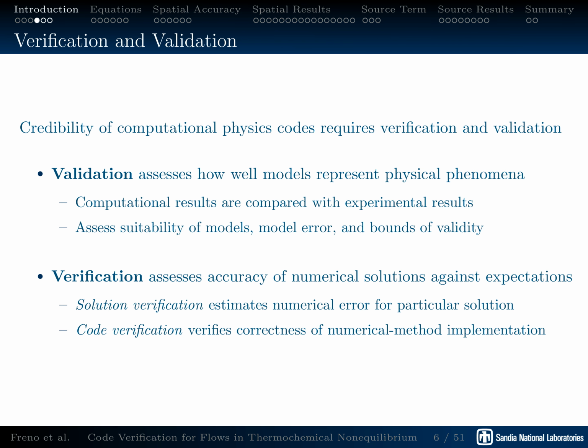Verification and validation are necessary to establish credibility of computational physics codes. Validation assesses how well the underlying models represent the physical phenomena and is typically performed by comparing computational results with experimental results. Verification, on the other hand, assesses the accuracy of the numerical solutions.